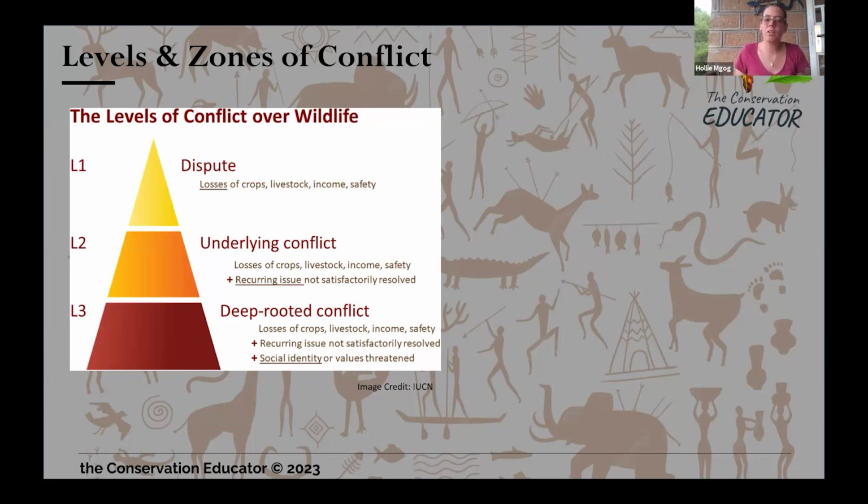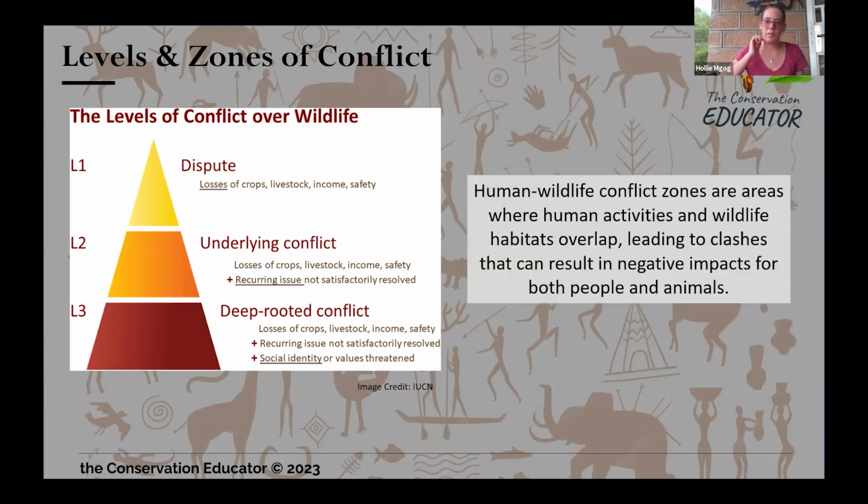Then we have a level 3 conflict, and this is when it's deep-rooted. Not only is it reoccurring, but your social identity or your values are threatened. That is to say that I can no longer live a life of economic dignity. I no longer have the ability to earn the money to live a life of dignity because this conflict is ongoing. Those are your 3 levels of conflict, and I want you to keep them in your mind.